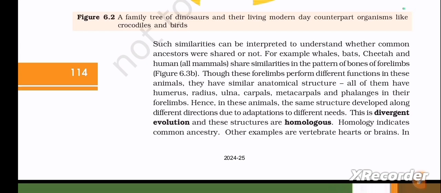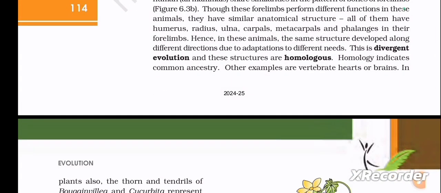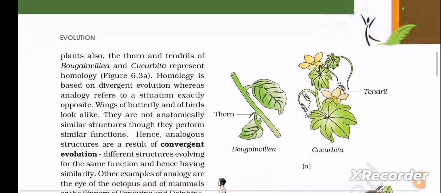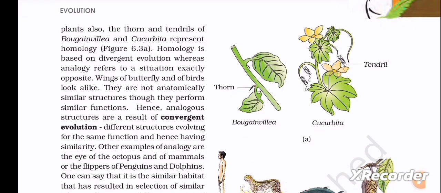and these structures are homologous. Homology indicates common ancestry. Other examples are vertebrate hearts or brains. In plants also, the thorn and tendrils of bougainvillea and cucurbita represent homology. Figure 6.3a. Homology is based on divergent evolution, whereas analogy refers to a situation exactly opposite.